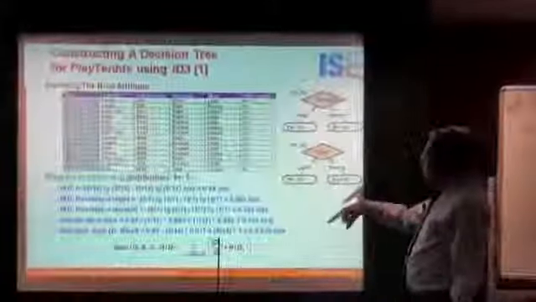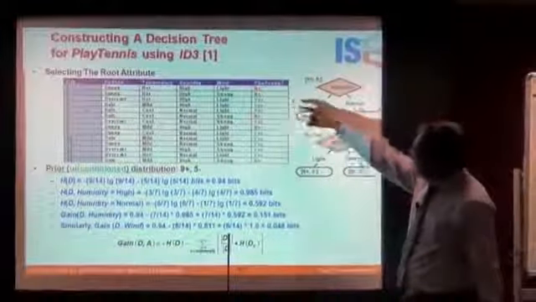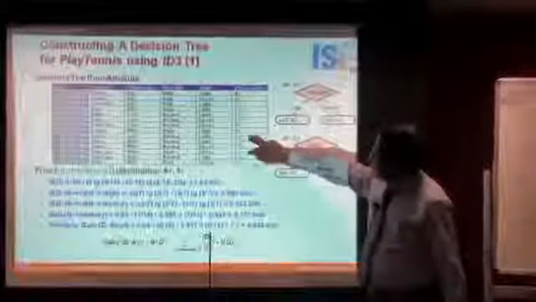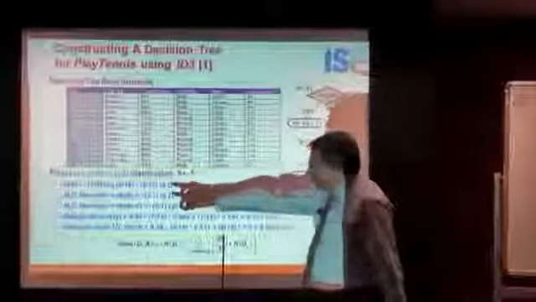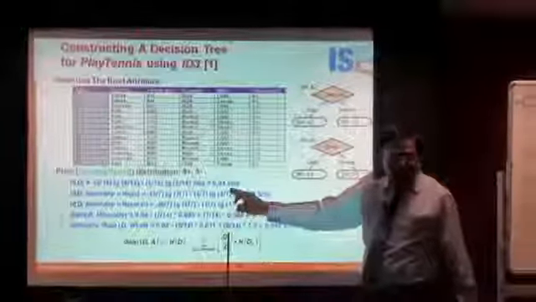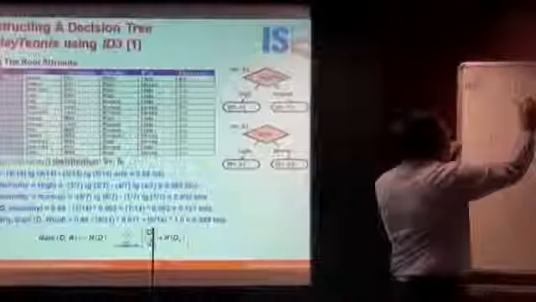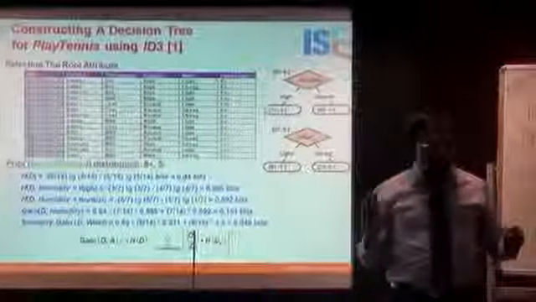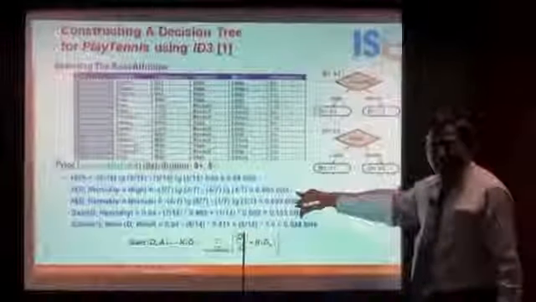7. So out of the 7, how many are yeses and how many are no's? That happens to be 3 and 4. Right? 3 yeses and 4 no's. Hence, D with humidity high is minus 3 by 7 log 3 by 7 minus 4 by 7 log 4 by 7. What we are computing here is just D V1. That's all. Everyone is okay with that? So that is 0.985 bits.